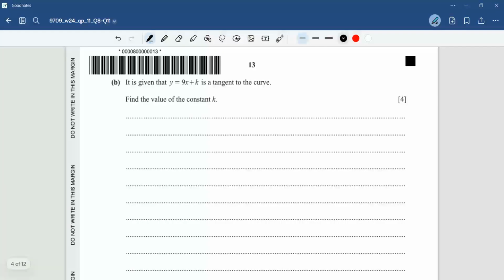For B, it is given that y equals 9x plus k is a tangent to the curve. Find the value of k. So they said it is tangent to the curve. So let's say something like this is the curve. Let's assume at this point the tangent is this. So this is a tangent. What I know from here is it is 9x plus k, which implies that the gradient is equal to 9, which means my dy over dx is equivalent to 9.